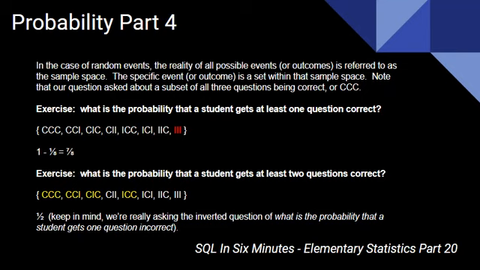There are 4 of a set out of the 8, and that results, of course, in 1/2. So that essentially is what we're asking: what is the probability that a student gets 1 question incorrect when we say at least 2 questions correct?